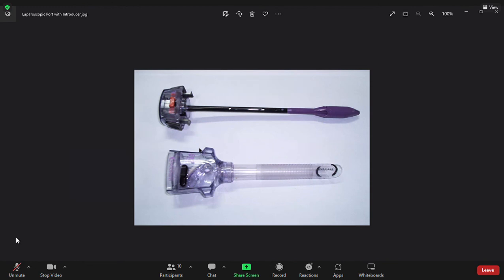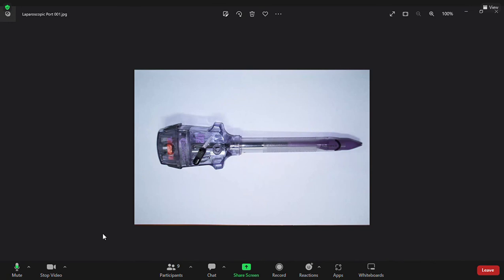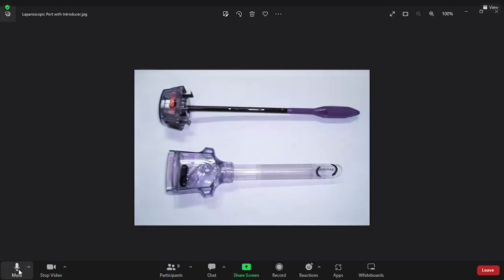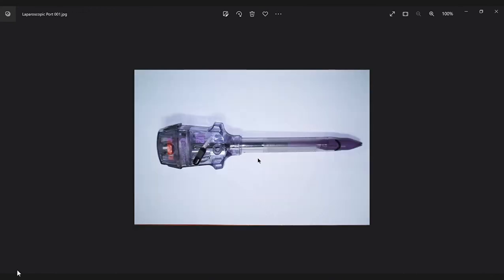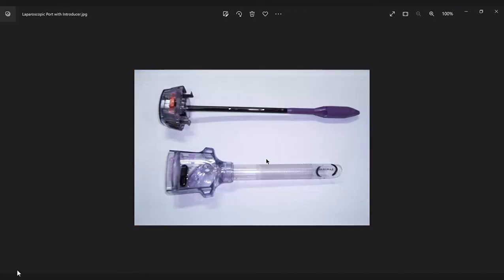Does anyone want to try this one? What are we looking at here? That's right. So this is a laparoscopic port. This is a trocar. This is a sheath. This trocar goes into this sheath together. This is what it looks like. So it's a laparoscopic port: trocar and sheath together.